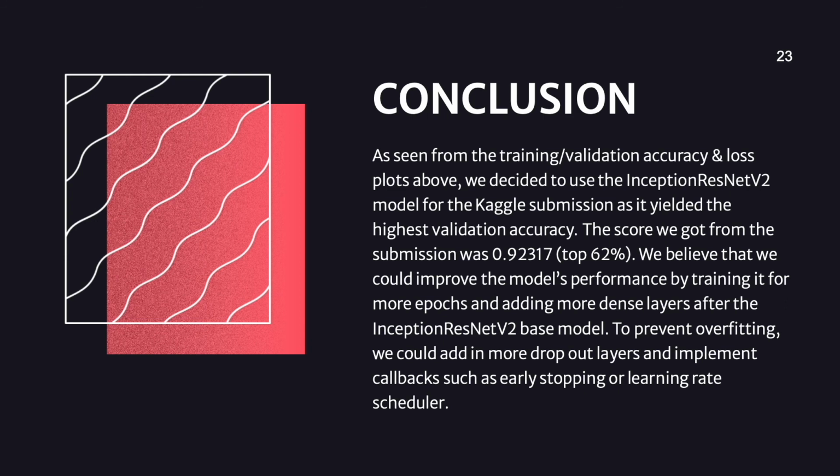We believe that we could further improve the model's performance by training it for more epochs and adding more dense layers after the base model. We could also add in more dropout layers and introduce callbacks such as early stopping or learning rate scheduler to prevent overfitting from happening like it did with the other models.